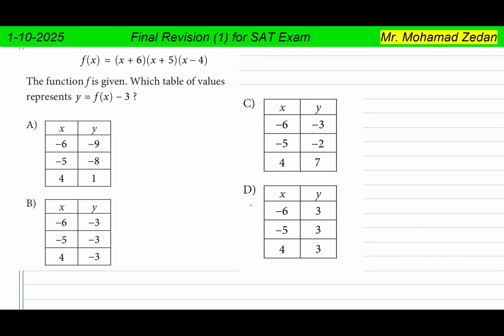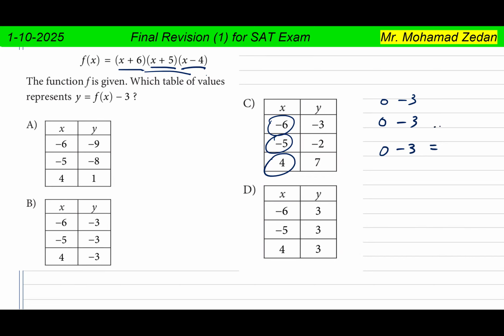The x values are all x-intercepts, meaning the x values are fixed in all the tables. If you substitute any of these, you will get all values 0. Negative 6 plus 6 is 0, negative 5 plus 5 is 0, 4 minus 4 is 0. So at all these x values, when I subtract 3, all will be 0 minus 3.